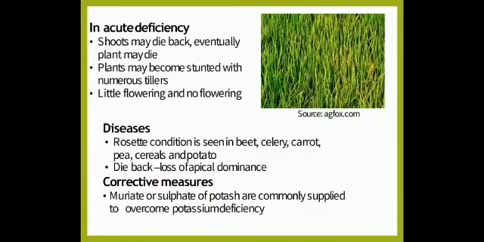In acute deficiency, the shoots may die back, and eventually the plant dies. Plants may become stunted with numerous tillers, and little or no flowering is seen. The deficiency results in diseases, especially the dieback disease, that is the loss of apical dominance, and the rosette condition in beet, celery, carrot, pea, cereals, and potato. It can be corrected by adding muriate or sulfate of potash to overcome the potassium deficiency.